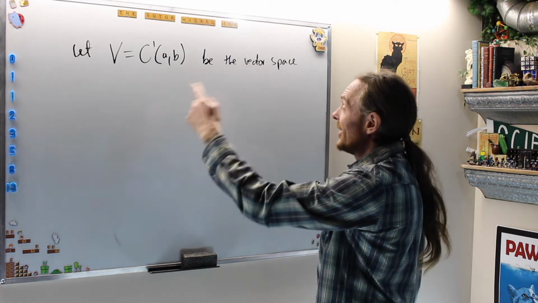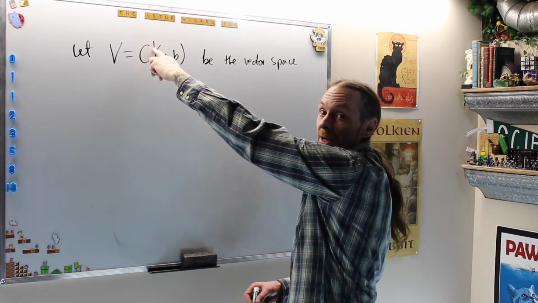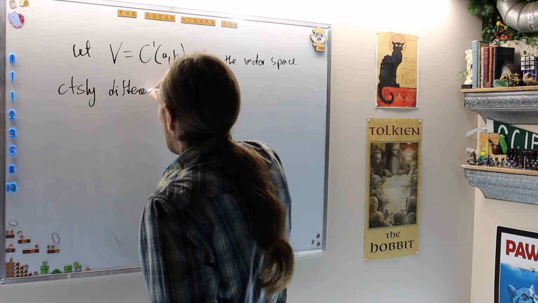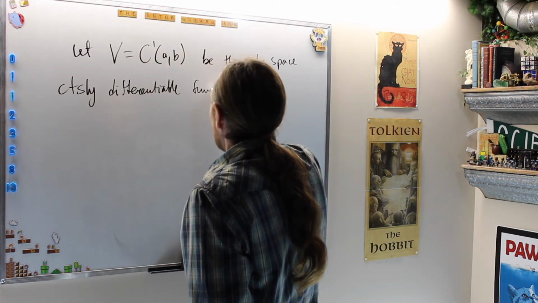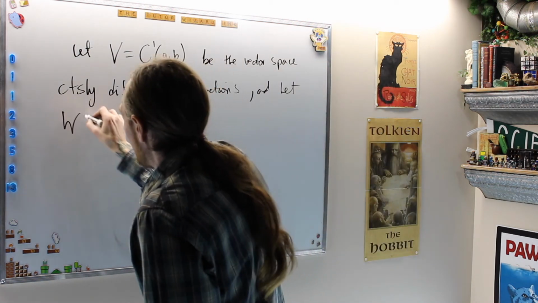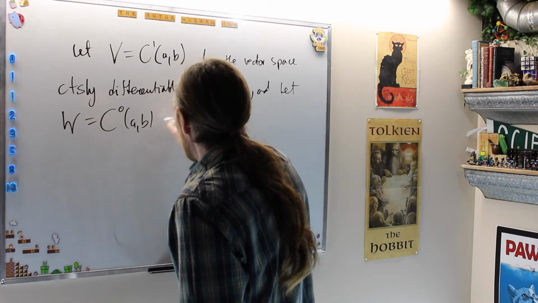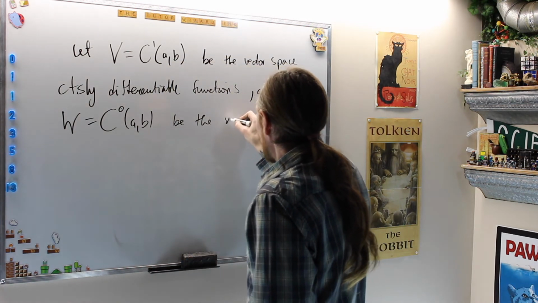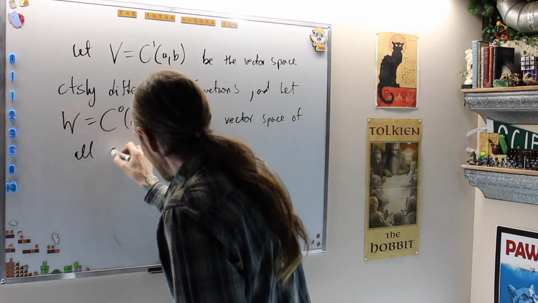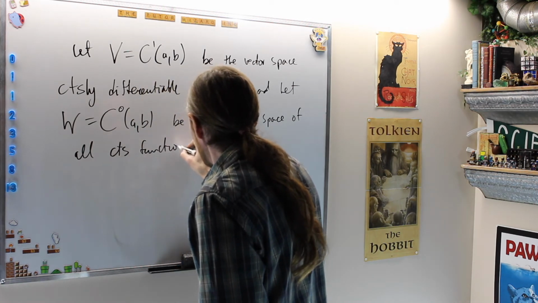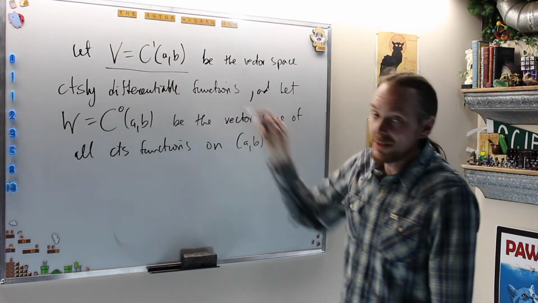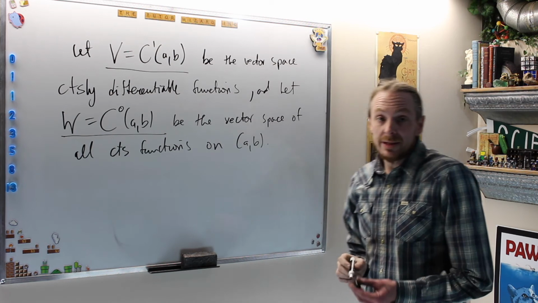So let V be the vector space of all once differentiable functions, so continuously differentiable functions. And let W equal C0(a,b) be the vector space of all continuous functions on the interval (a,b). So V is differentiable and W is continuous functions.